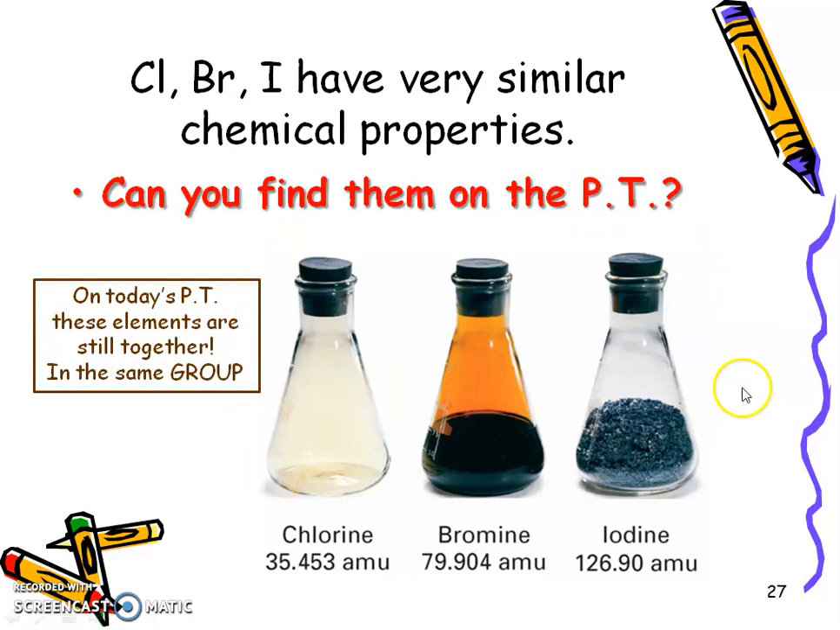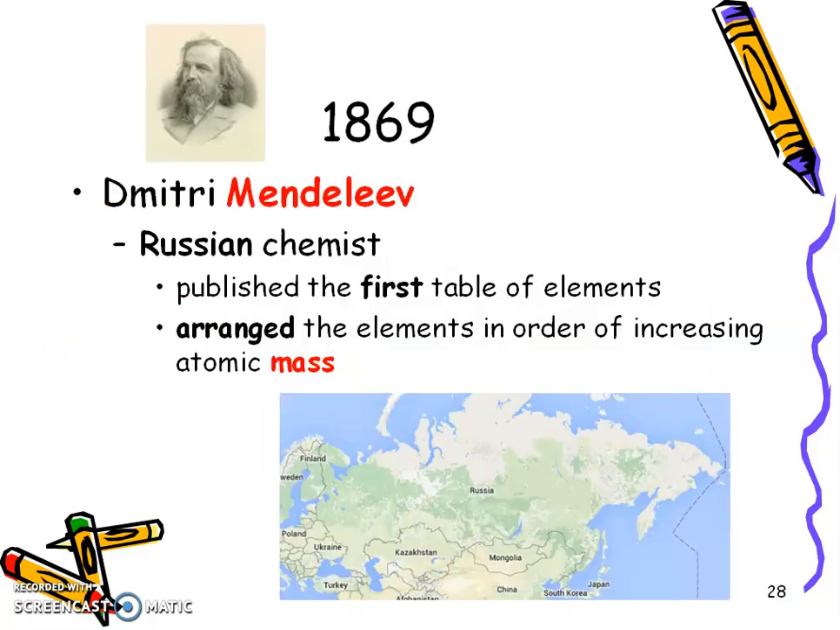Now, they don't look very similar though, right? We have chlorine gas, we have bromine as a liquid, and we have this iodine solid. So even though they're in the same group, they might not look the same, but they react the same with other elements, okay? So chlorine, bromine, and iodine all have 7 valence electrons because they're in group 17, so they're going to react with other elements in a very similar way.